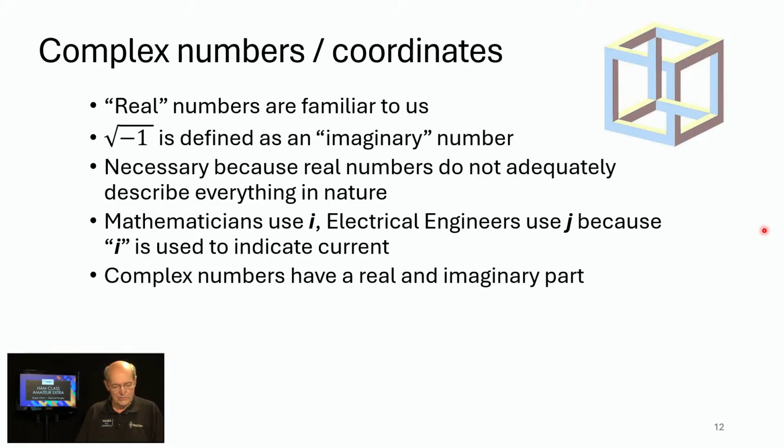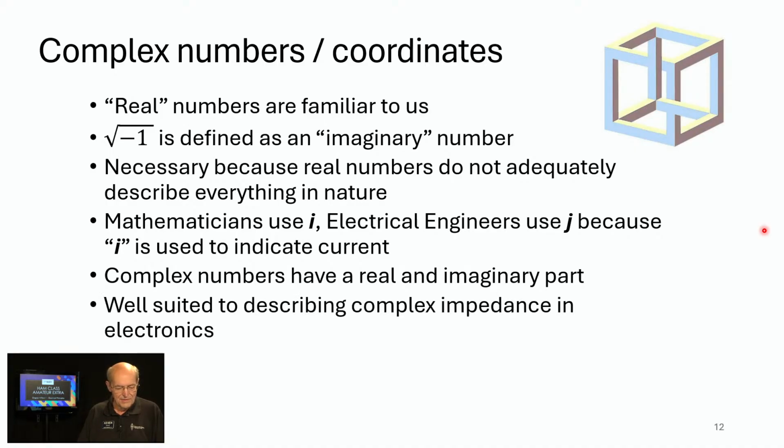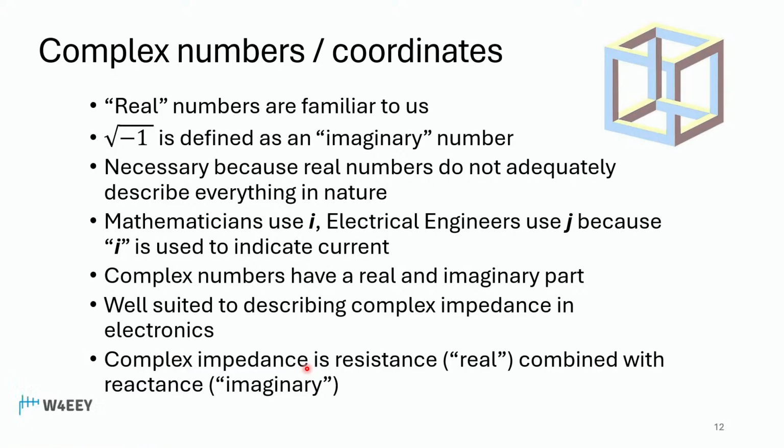So complex numbers have a real and imaginary part. It'll really be applied in our case for describing complex impedance in our class and electronics. So complex impedance is resistance, the real part or the x-axis, combined with the reactance, or imaginary part, which is on the y-axis. Now, reactance is not imaginary by any stretch of the imagination, but that's just the terminology that's used here.